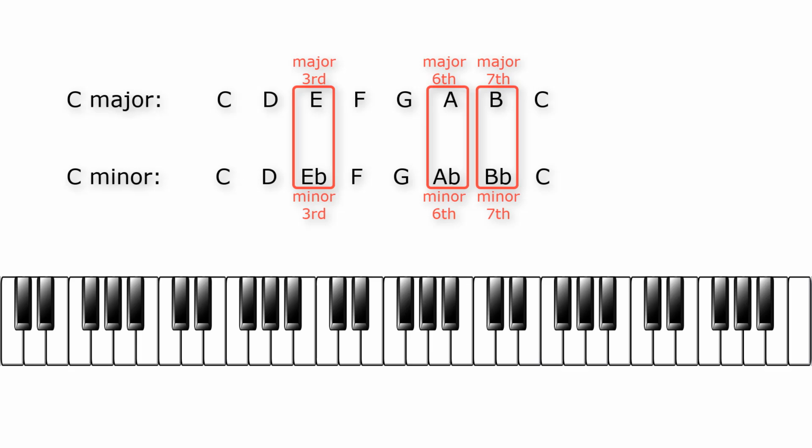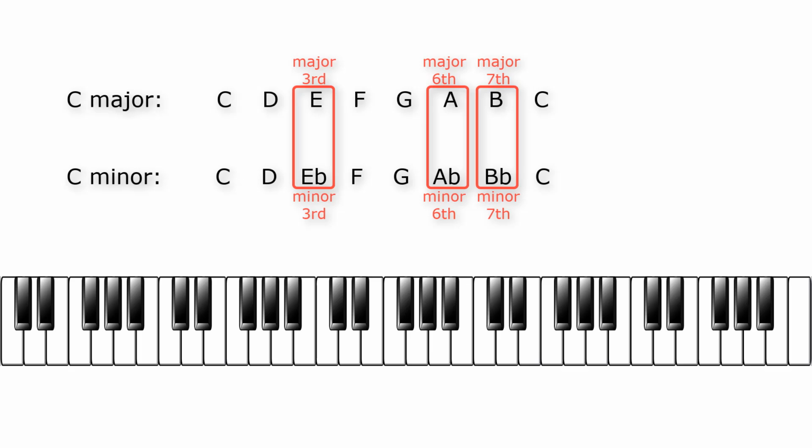Now perhaps you notice that I call the E, the A and the B the major 3rd, major 6th and major 7th, and I call the E flat, the A flat and the B flat the minor 3rd, the minor 6th and the minor 7th. Of course, I should speak of intervals. I should say the major 3rd is the interval from C to E, the major 6th is the interval from C to A, etc. But very often I just call the note the major 3rd, the major 6th, the minor 3rd, the minor 7th, etc.